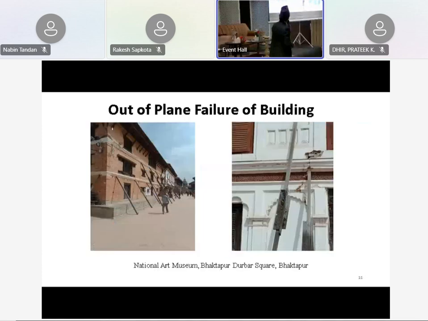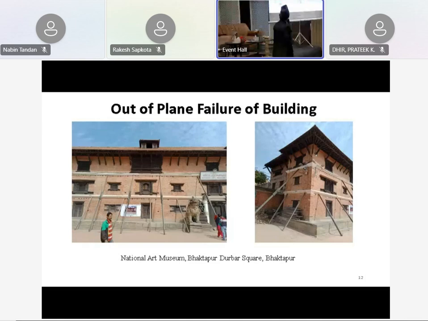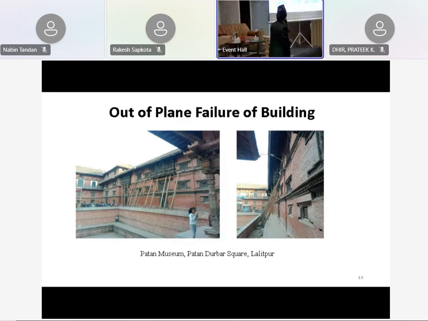And in Bhaktapur, you can see this is the National Art Museum, and it is already tilted, with a certain sway and deformation from the vertical plane. You can see this type of deformation even nowadays. Next, please. Out of plane. This is the same in Bhaktapur for the next building. Next, please. And this is the Patan Museum, and this is also one example of out of plane failure.